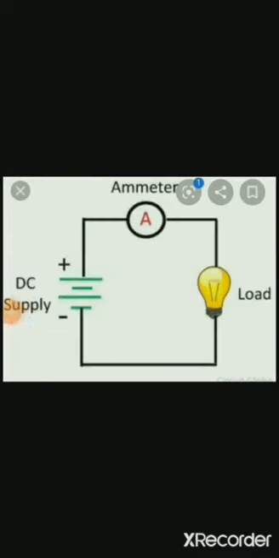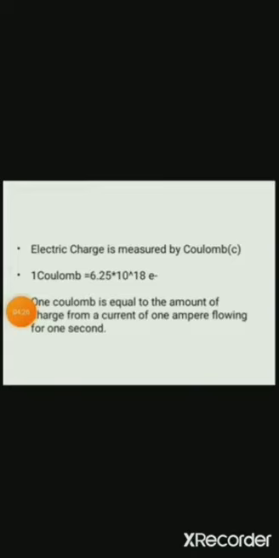See the small activity. Connect a battery, an ammeter and a lamp in series as shown in the figure. Note the ammeter reading. It is the amount of current flowing in the circuit. Electric charge is measured in coulombs, C. 1 coulomb equals 6.25 x 10^18 electrons. 1 coulomb is equal to the amount of charge from a current of 1 ampere flowing for 1 second.